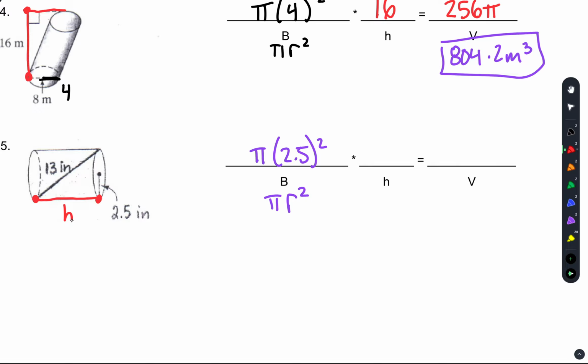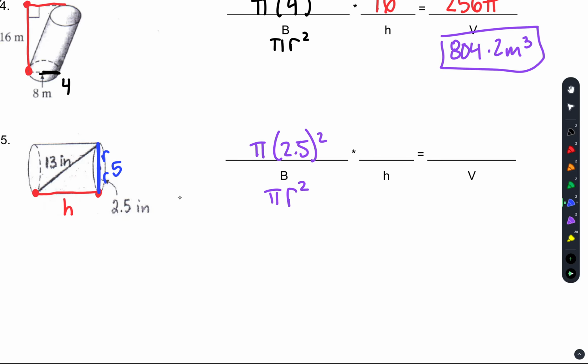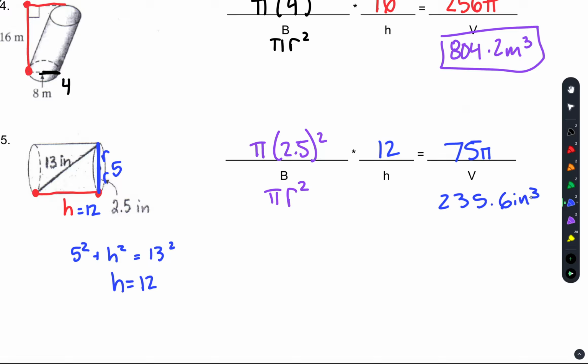How am I going to find that distance? Dahlia. And what is the length of this side right here? Perfect. There's 2 radii together. That makes 5. So 5 squared plus h squared equals my 13 squared. Maybe you know that that's a Pythagorean triple. The height is 12. Good. Plug it all in. Exact values is 75 pi, or approximately 235.6 inches cubed. That's it. Any questions?